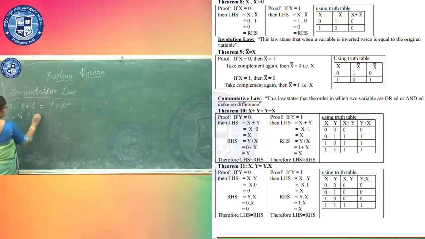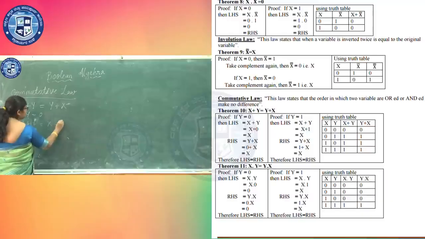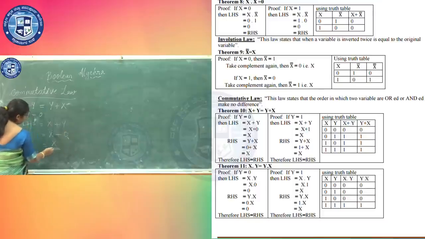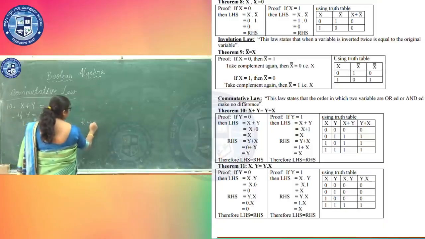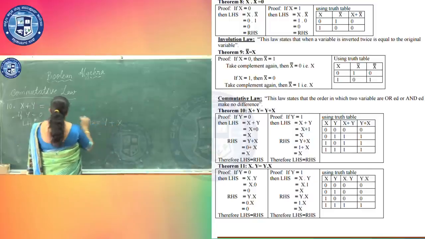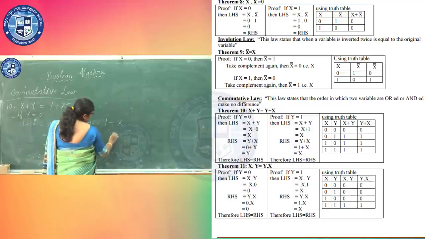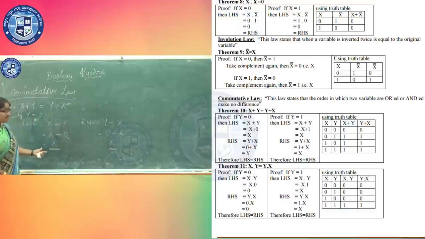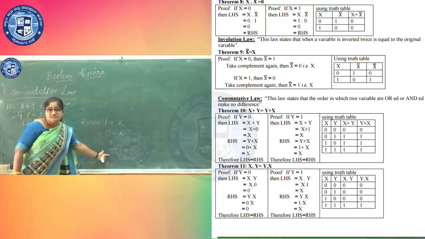If y is equal to 0, LHS: x plus y, where the y value is 0, is equal to x. This is the LHS. We shall take the RHS now: y plus x, where the value of y is taken to be 0, gives 0 plus x, which is x. So we have LHS equal to the RHS.